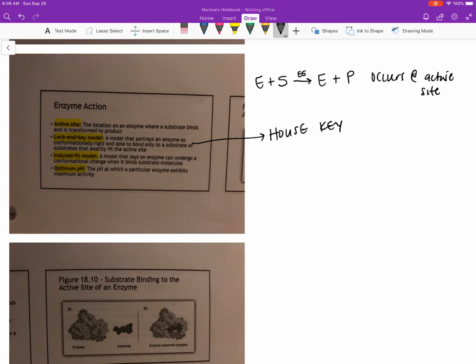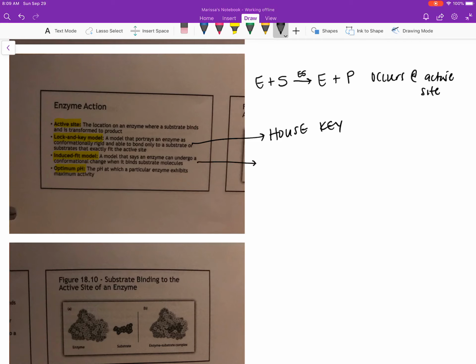The whole point is that only your key opens that door, except for maybe a master key, but none of your roommates have that same key. Okay, so it only fits to that one site. If you try to put your key in your roommate's dorm and try to open it, it wouldn't work. Even though it may fit, it's not going to actually unlock the door, which is the action that we want.